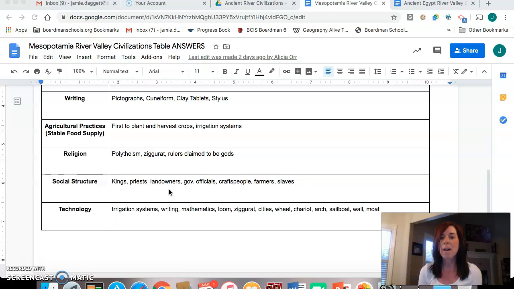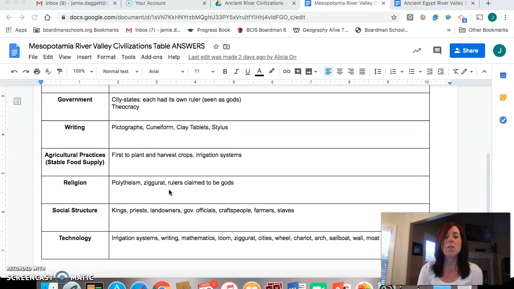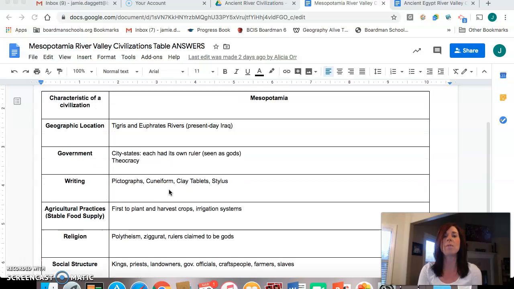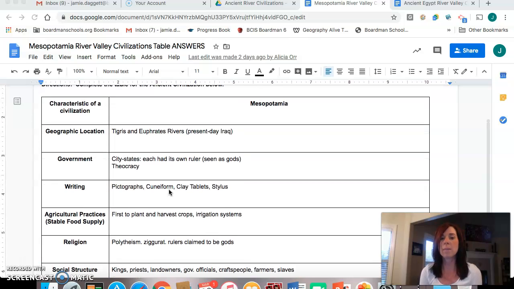Technology. Do you remember how many inventions that they had? So many things we learned from Mesopotamians. The irrigation systems, those of you who love math, remember they came up with math. The calendar, ziggurat, the wheel was huge. They used the wheel for chariots. They also used the wheel for plows and to create pottery. So those are just a few bits of information on the 7 characteristics of Mesopotamia.